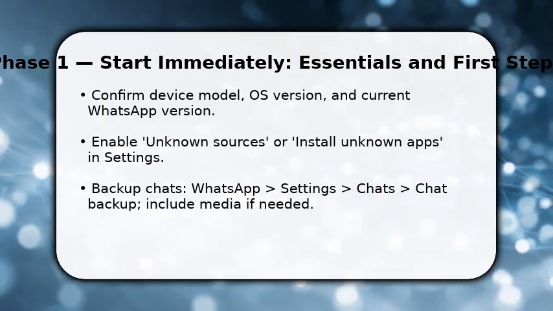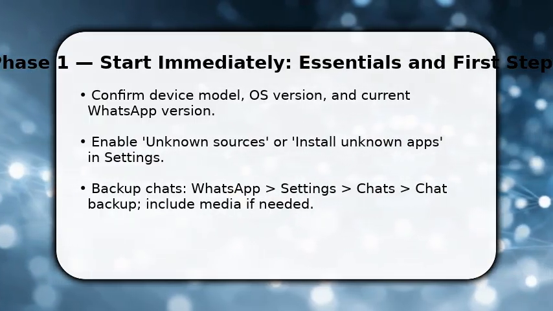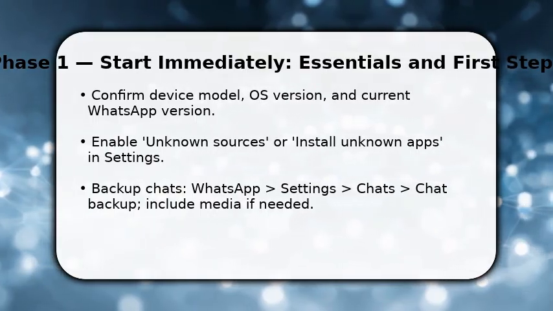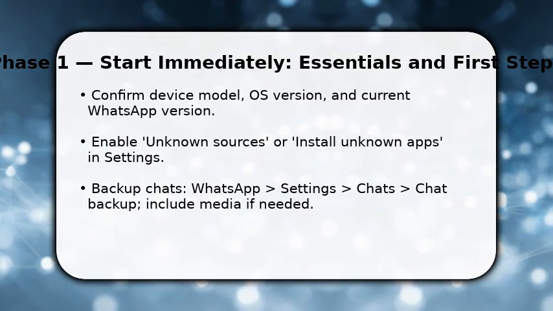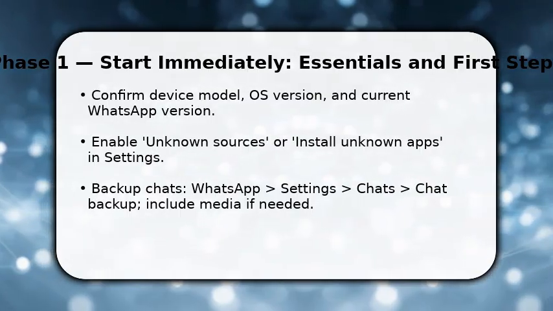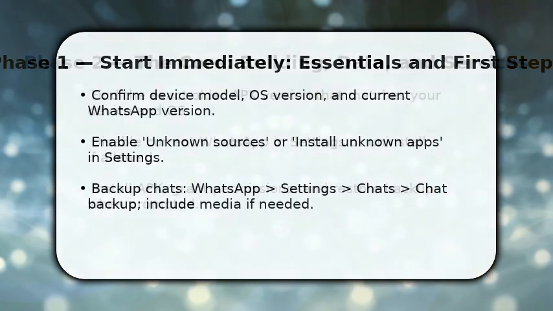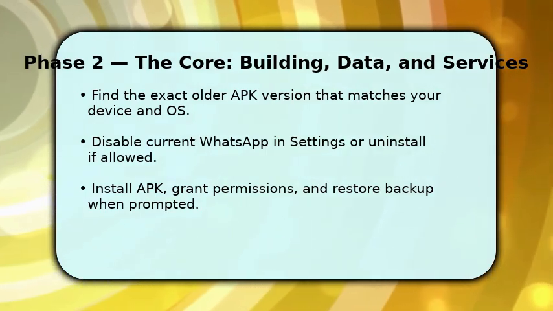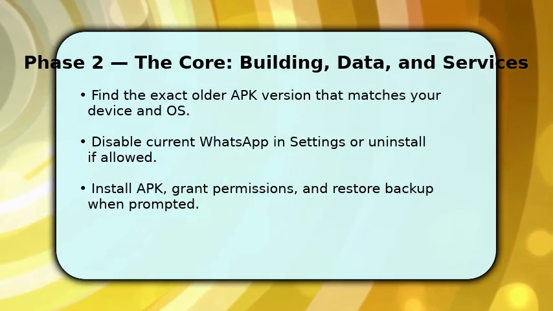Once done, enable app installs from unknown sources in settings so you can sideload an APK. This is required because the Play Store only serves current releases. Make sure battery is above 30% and you have Wi-Fi. Now download the specific older APK that matches your phone and Android version. Choosing the wrong build causes crashes.